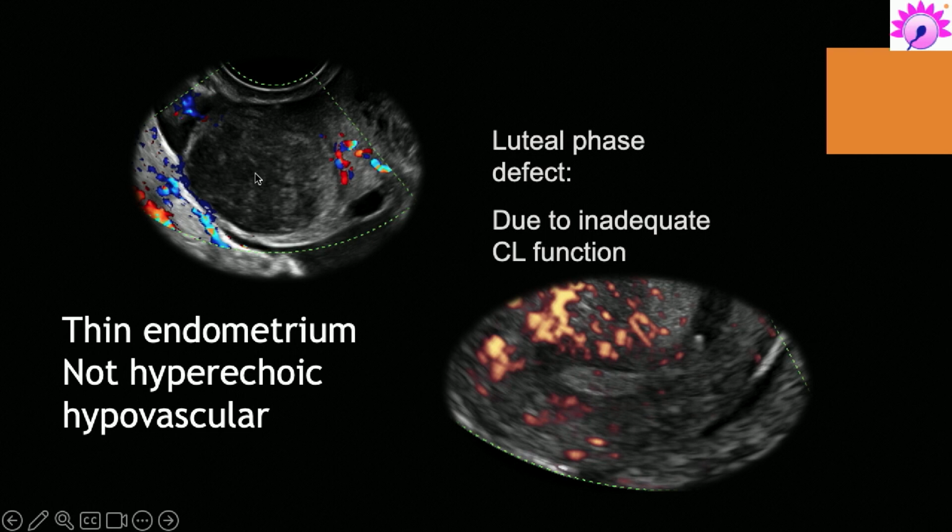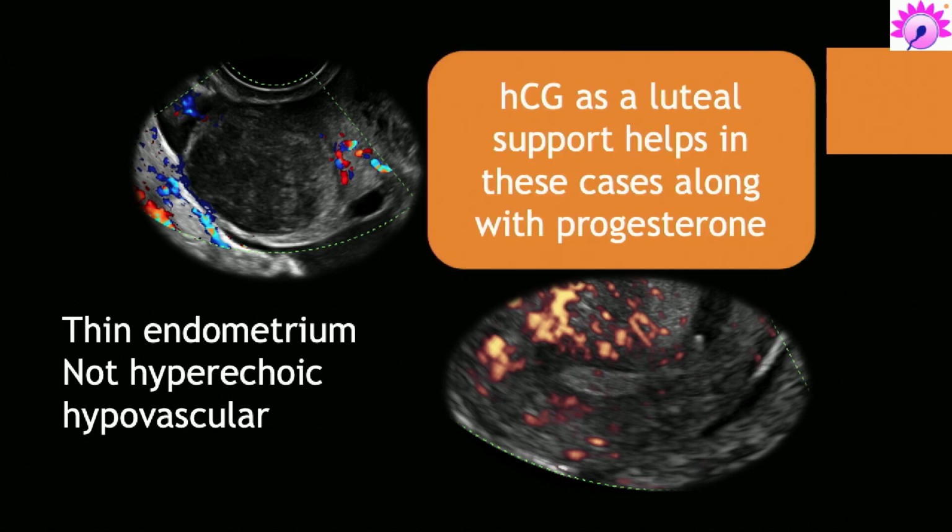So don't confuse it with LUF. I repeat, LUF will not have any hemorrhagic echogenicities. But here also the production of progesterone is less, and therefore the endometrium appears thin and non-hyperechoic, and if at all vascularity is seen, it is a high resistance vascularity, and along with that the uterine artery PI is also more than 3. But if you find inadequacy of the corpus luteum, the treatment for that is HCG as a luteal support.